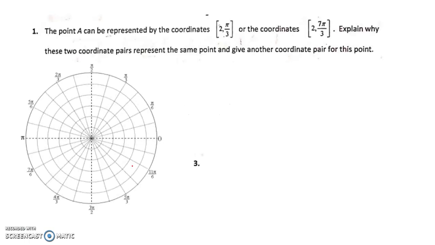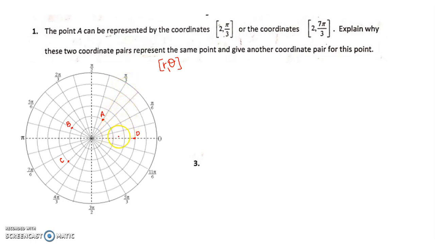Starting with, here's our little polar coordinate graph. The point A can be represented by those coordinates 2, pi over 3 or 2, 7 pi over 3. So notice the difference between the two is with their theta, because you are using that format of (r, theta). And we do typically put our polar coordinates in brackets like that. So the r represents your radius. Looking at point A, it is on the second circle away from the center, so its radius would be 2. It is actually lined up on that pi over 3 there.